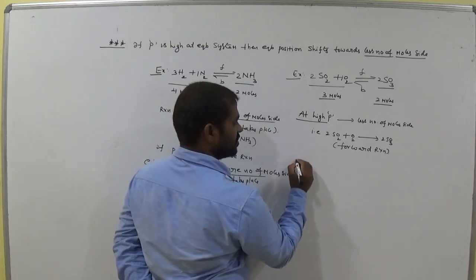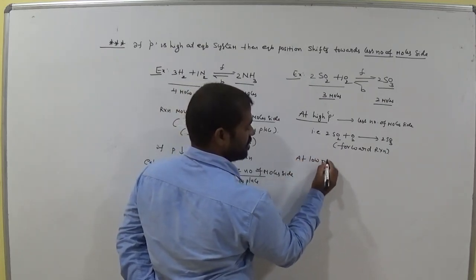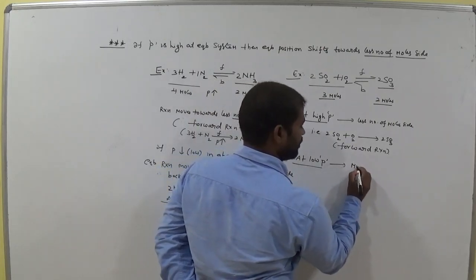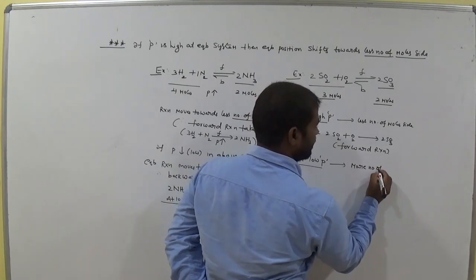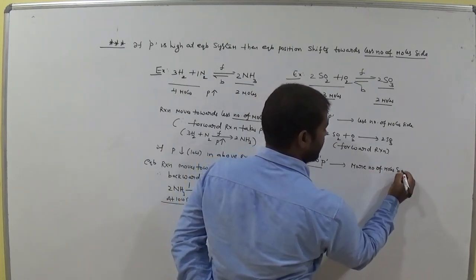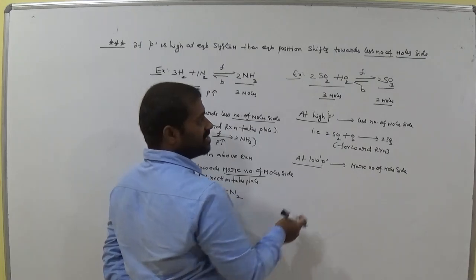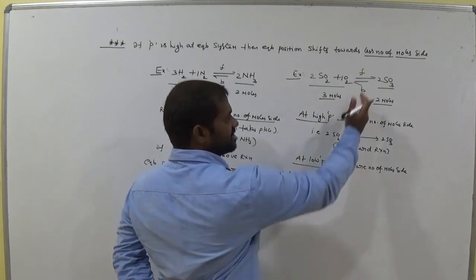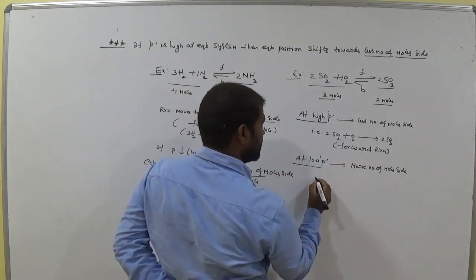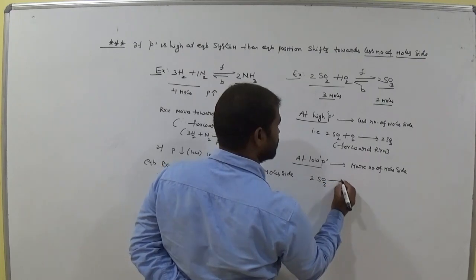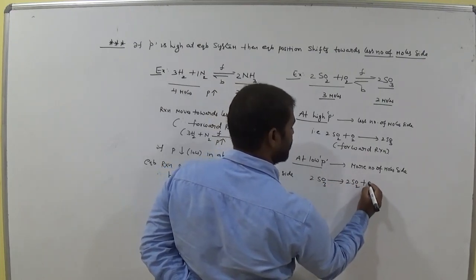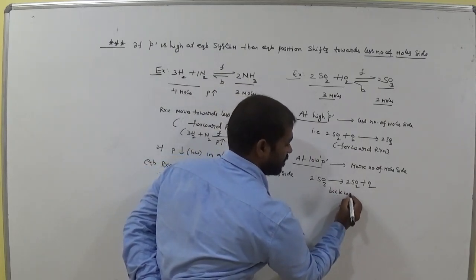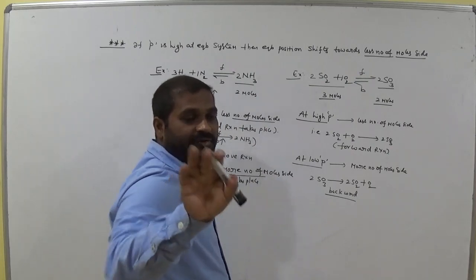Am I right? So at low pressure what happened? At low pressure, the reaction moves to more number of mole side. More number of mole side means, in this side we have more number, and less number of moles here. The reaction moves towards more number of moles, that means 2SO3 gives rise to 2SO2 plus O2. That means which reaction is it? Backward. Is it clear, all of you?